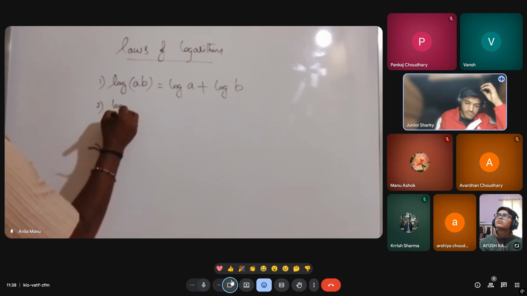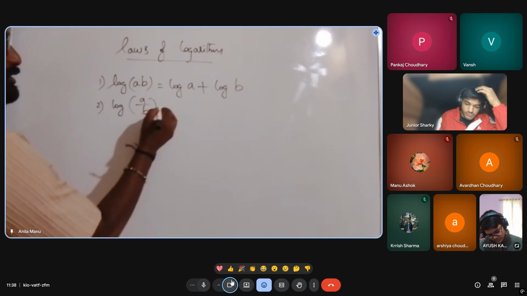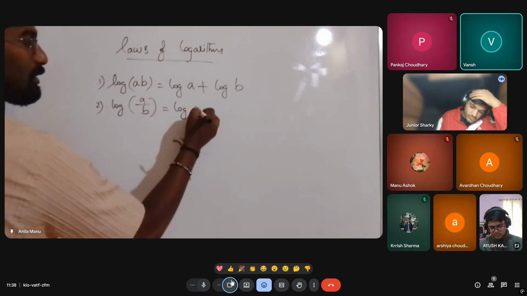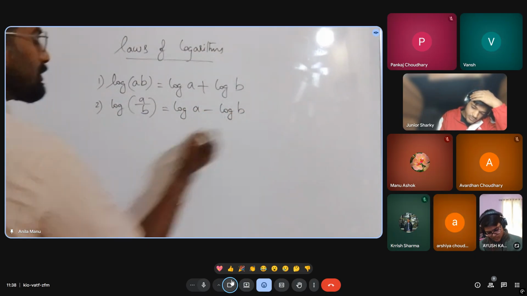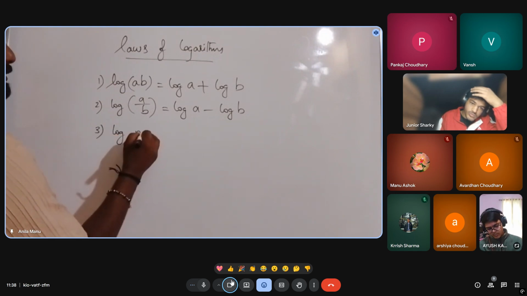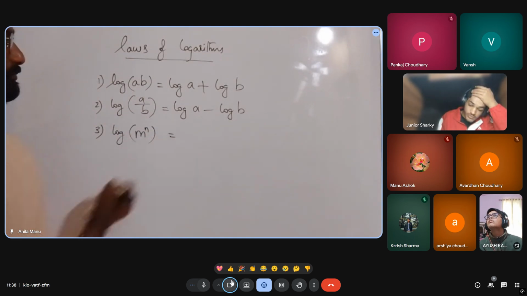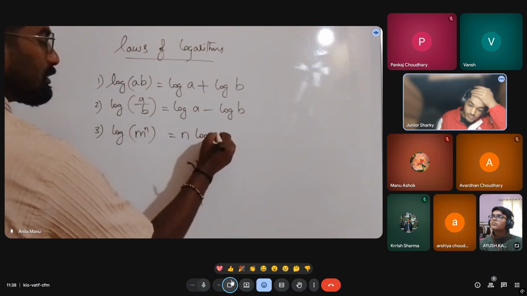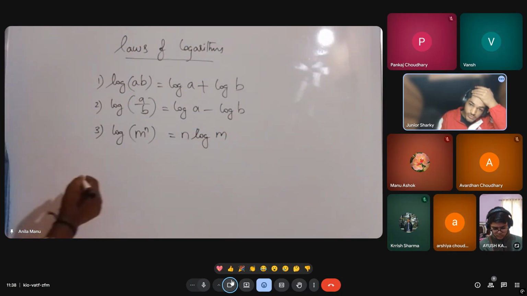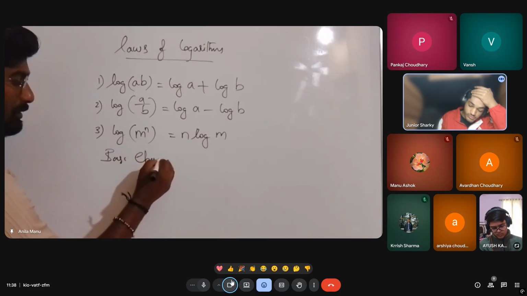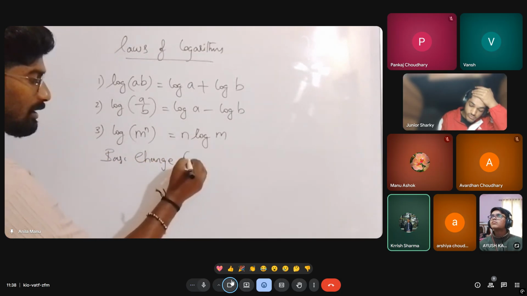Second property is log a by b. What is log a by b? Log a minus log b. Third property, log m raised to n. What is log m raised to n? n into log m. Okay. Next is the base change formula.